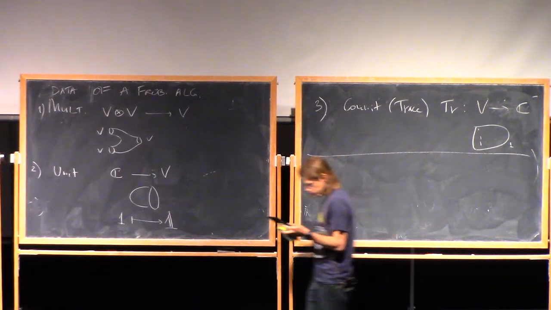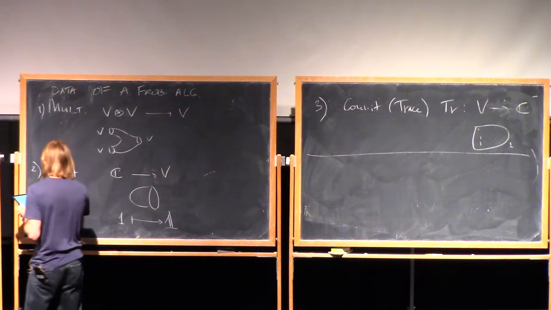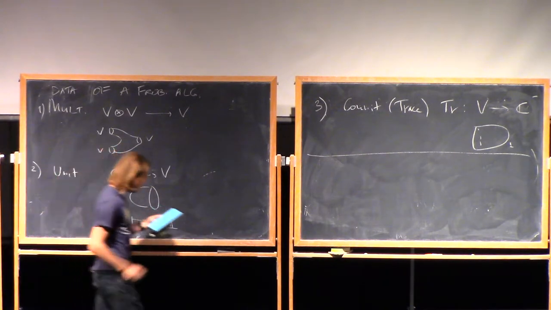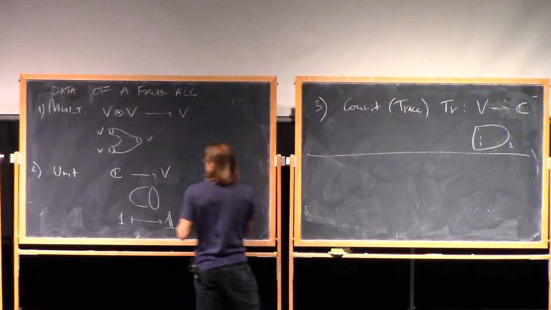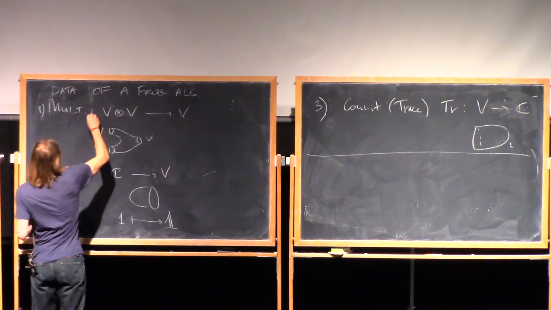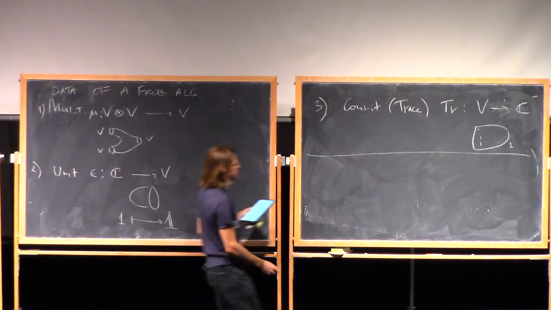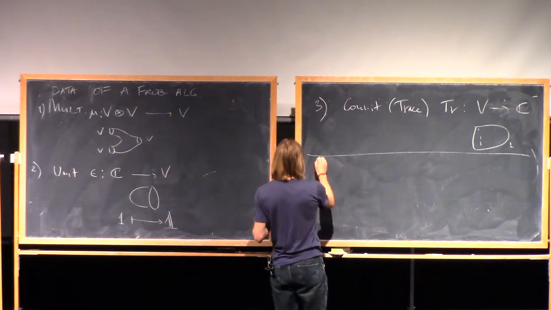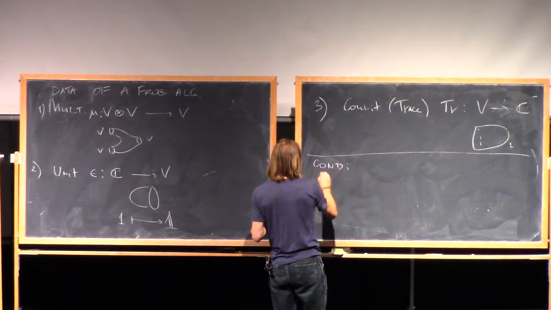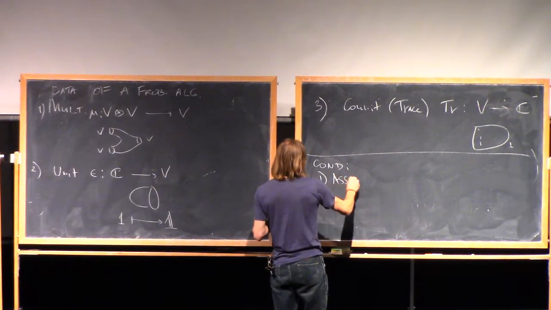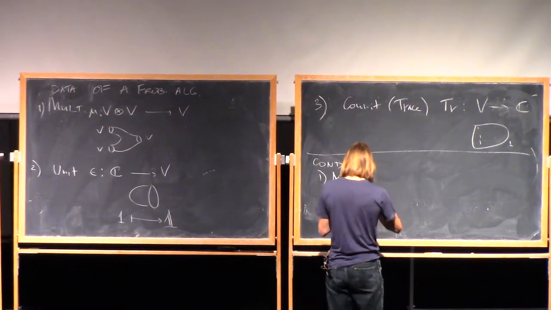So this is enough, this is the whole data which you need, but you require some properties. So it's not an arbitrary collection of mu, co-unit epsilon, and this trace map. So the first condition is associativity.